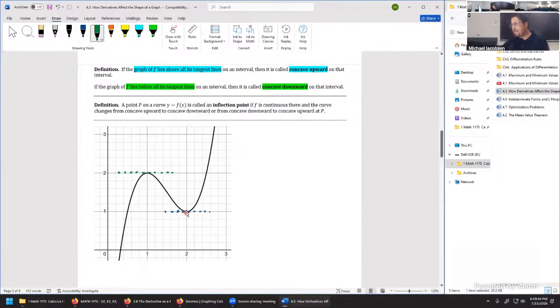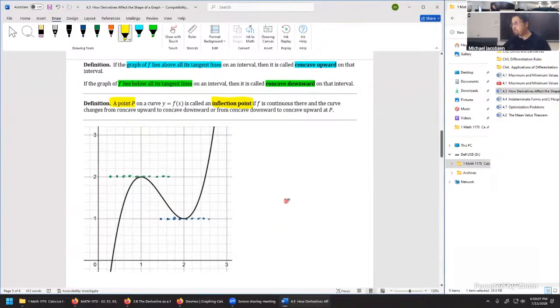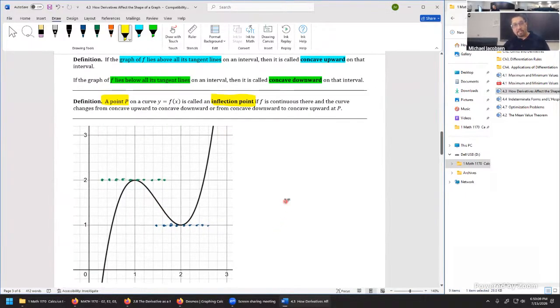But if it's concave up around 2, and then eventually becomes concave down around 1, somewhere in the middle, it changes, and that change is called the inflection point. A point on the curve, if f is continuous, and it changes from concave, say, downward to concave upward, is the inflection point. Those are not always easy to spot visually.